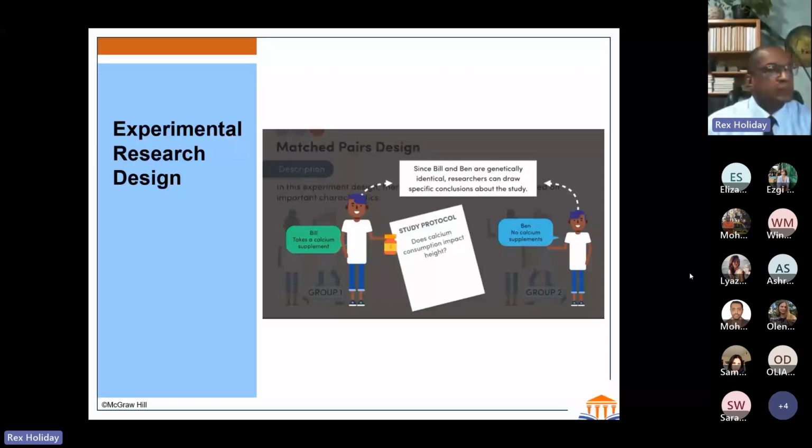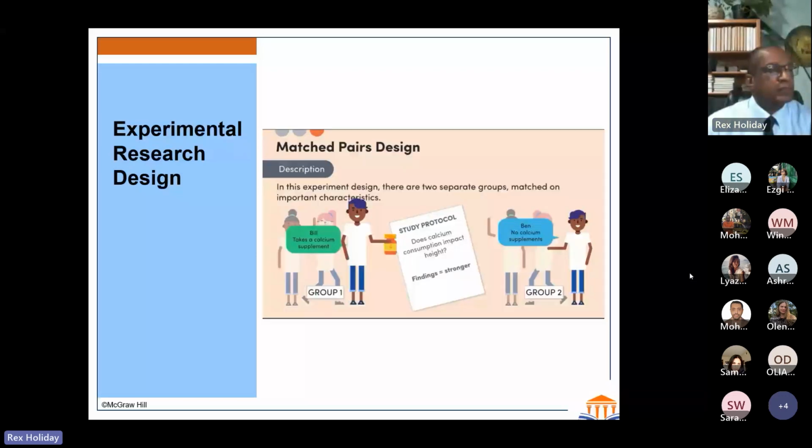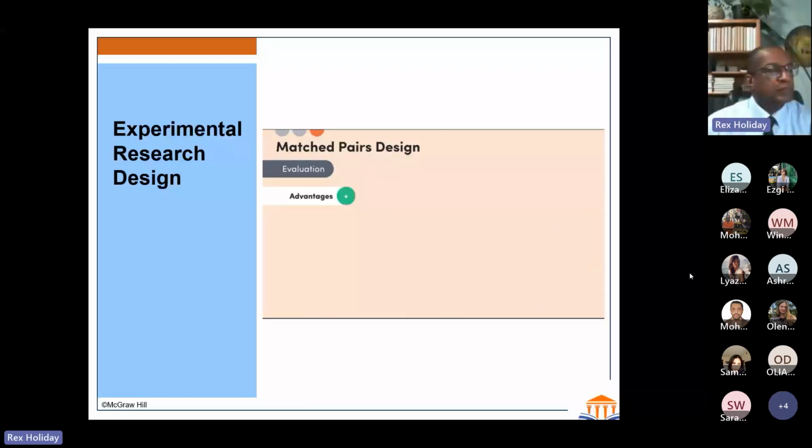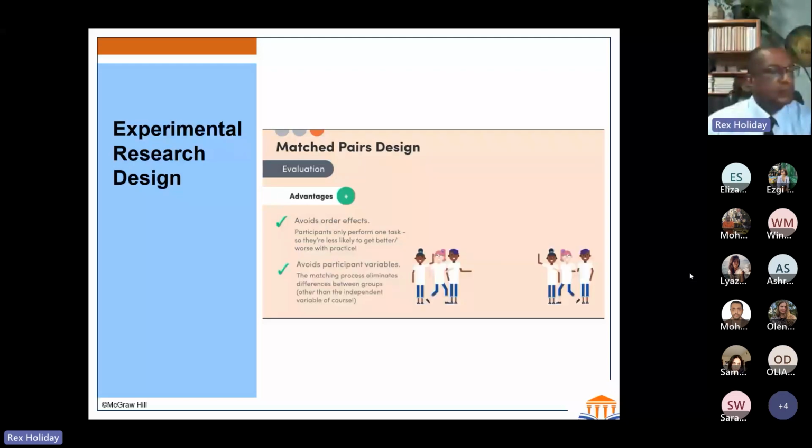Now, onto the evaluation. There are obvious advantages to a matched pairs design. Again, we don't have order effects because there are different people in each condition. But now, we've also gotten rid of the pesky issue of participant variables, because this time the differences between the groups should have been eliminated through the matching process, meaning that the only difference is the independent variable or the activity they perform in the experiment. But it's not all roses. We do still have disadvantages.